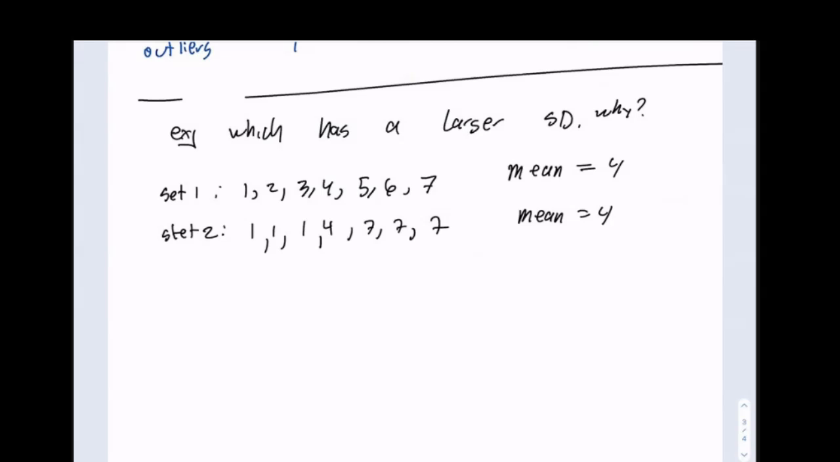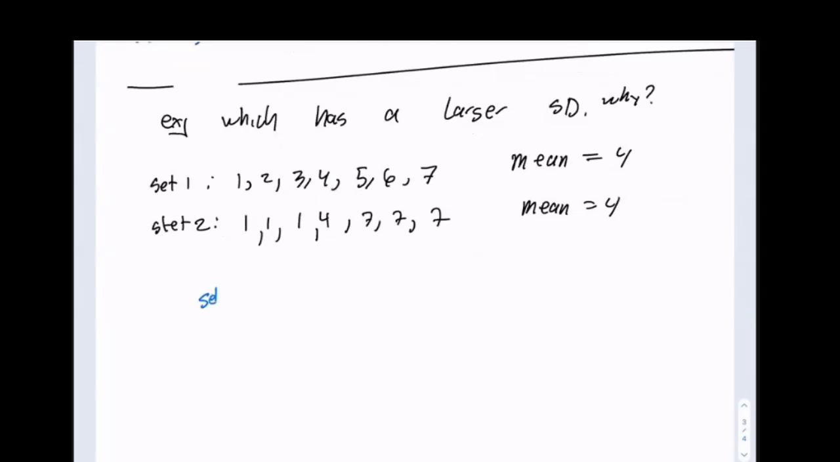Now the min and the max are both the same for both of these. The mean is both the same. They're both symmetrical. So which one has a higher standard deviation? Set 1, I think. No, it's actually set 2. It's actually set 2. Can someone try to guess why set 2 then?